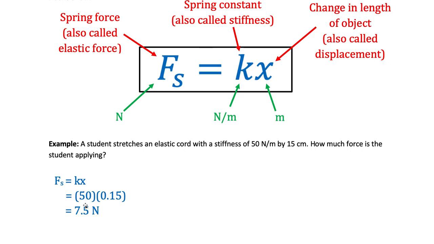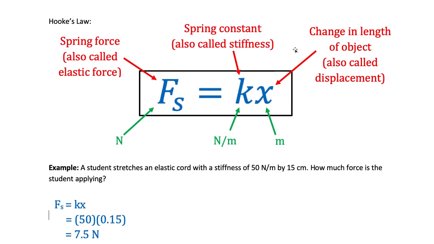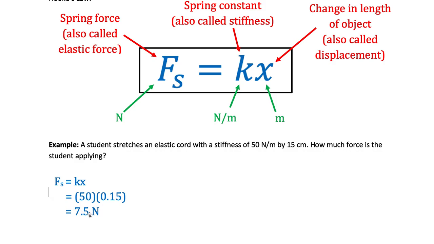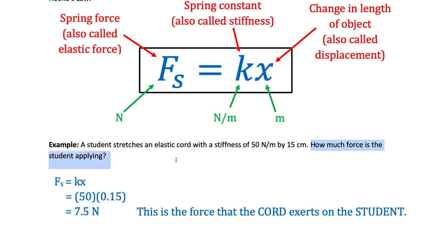Now, remember, the spring force is the force with which a distorted object tries to get back to its equilibrium state. So this is how hard that cord is trying to get back to its original length. This is how hard the cord is pulling on the student, the force that the cord exerts on the student. Now we were asked how much force is the student applying to the cord.